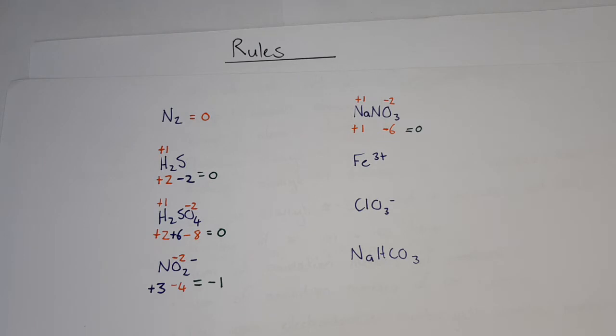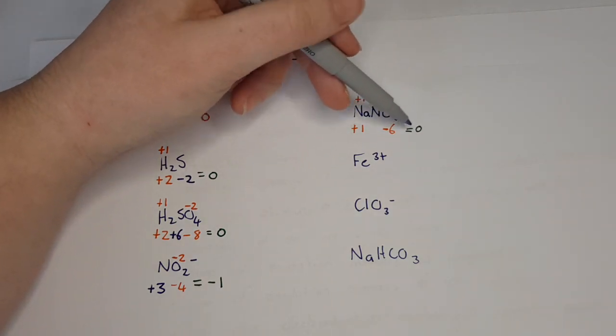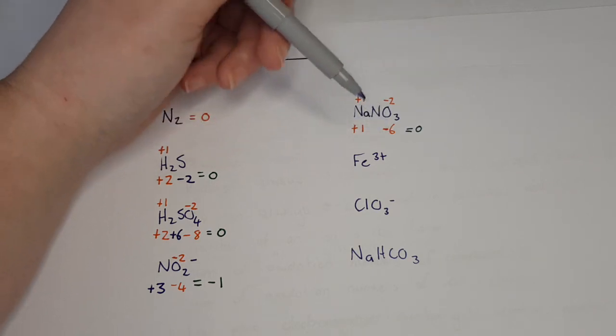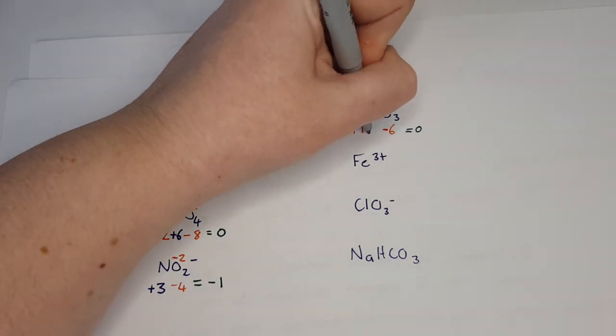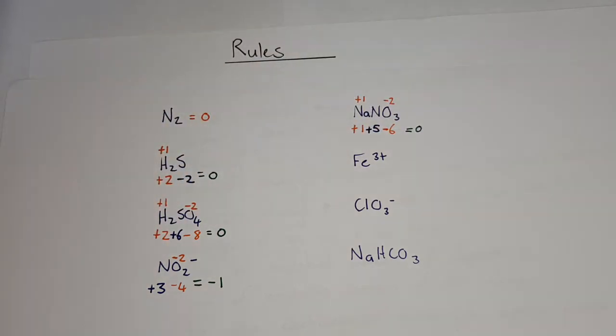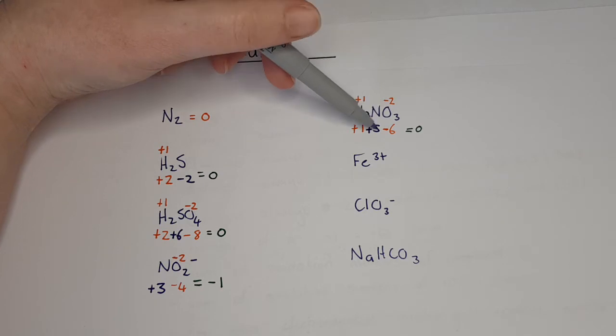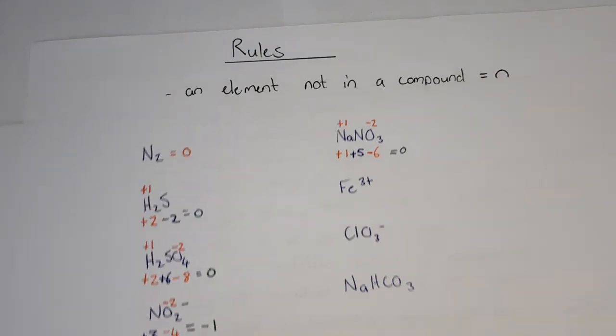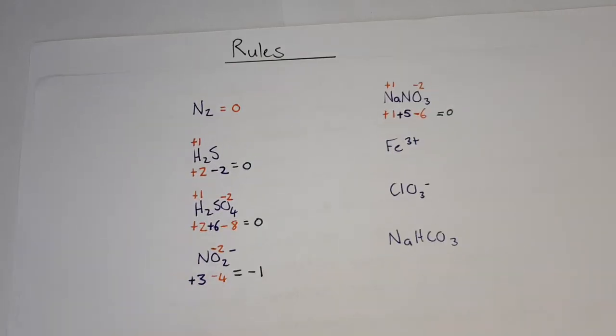And now I need to find the missing number that will get the whole thing to add up to 0. So I've got +1, -6, which means this has to be +5 to get that to equal 0. And as you can see again, the nitrogen here is +5, but over here it was only +3. So they're not always the same. That's the one thing you've got to remember: only the ones in the rules will always be the same.